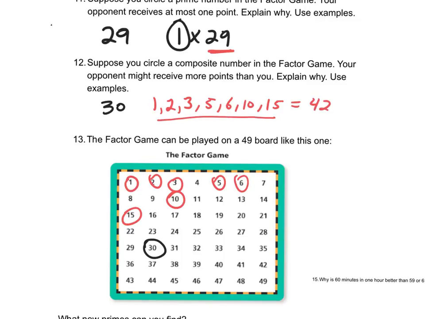So that would be a situation where I chose 30, which is a composite number. You got all the factors, the proper factors, to equal 42. All right, I'm going to erase this board. Let's keep moving.